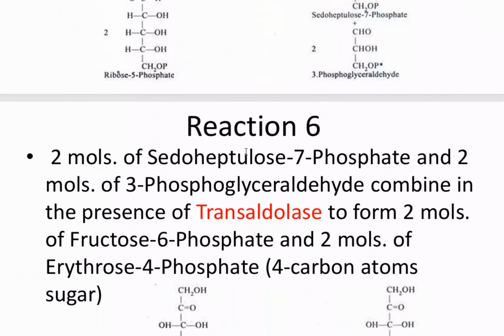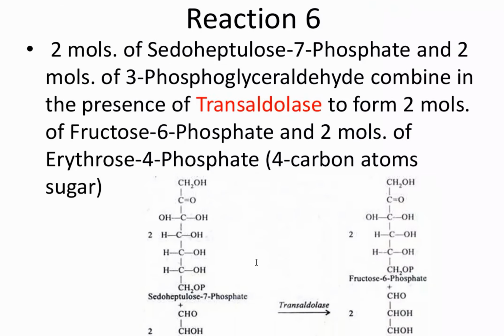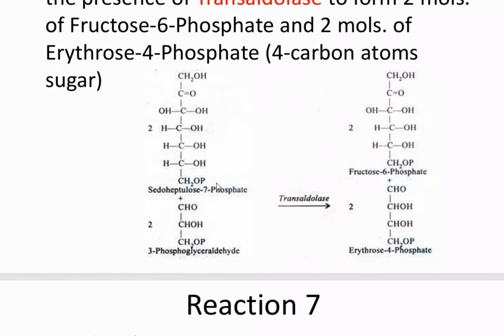And again in reaction number 6, 2 molecules of sedoheptulose 7-phosphate and 2 molecules of 3-phosphoglyceraldehyde combine in presence of the transaldolase enzyme to form 2 molecules of fructose 6-phosphate and 2 molecules of erythrose 4-phosphate. That means once again if you see, this 7 carbon and 3 carbon, total 10 carbon, will convert to form 6 carbon fructose 6-phosphate and 4 carbon erythrose 4-phosphate.